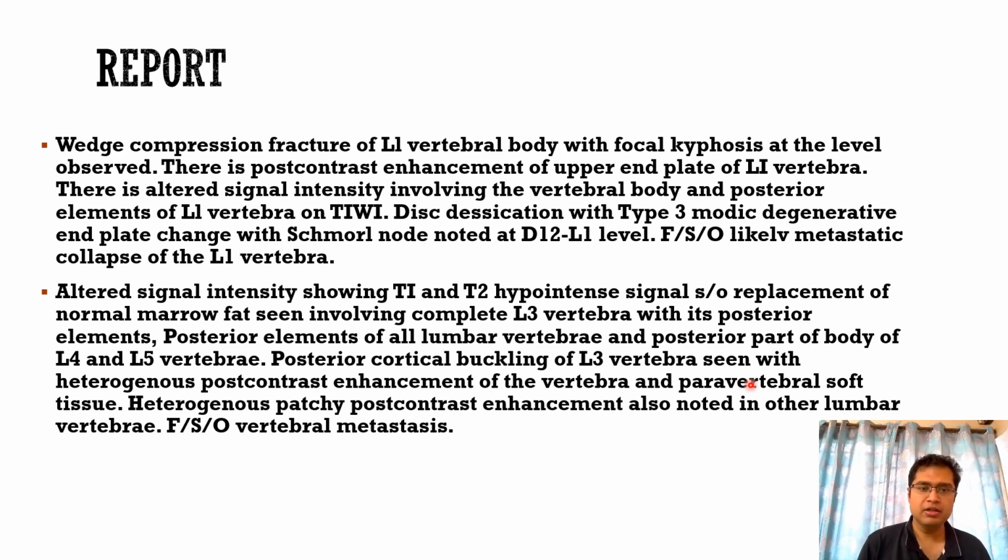So basically, the features which were suggestive of a metastatic fracture include posterior cortical buckling, heterogeneous post-contrast enhancement of the vertebrae, paravertebral soft tissue enhancement, and replacement of the normal marrow fat, which was seen as altered signal on T1 as well as on T2 weighted images.